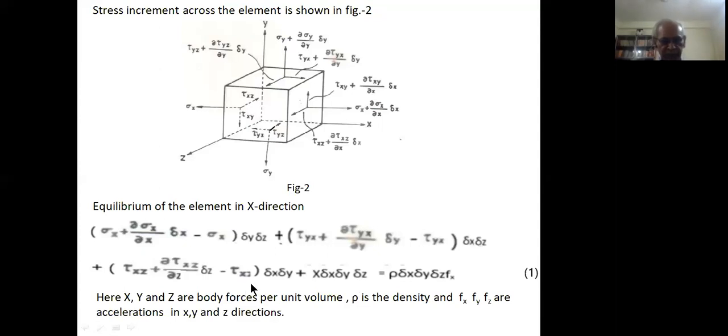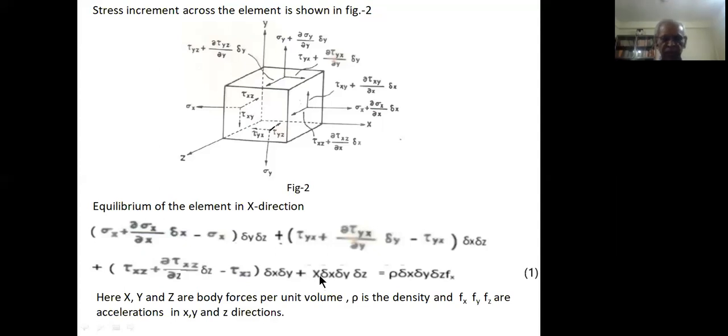Similarly, the stress tau xz, which is not shown here, will have increment tau xz plus del tau xz by del z, because the increment is in the z direction, into delta z, minus tau xz, because that is the original stress acting in the opposite direction. The area on which it must be acting is this area, and this area is delta x into delta y. So these are the total forces due to the direct and shear stresses.